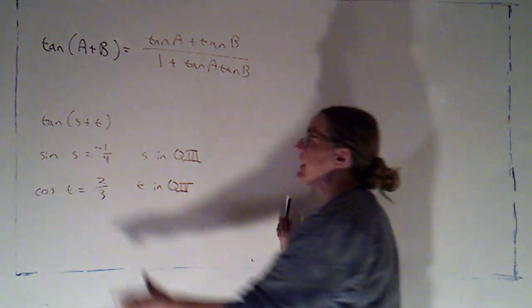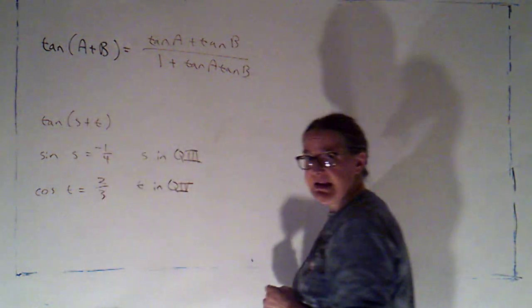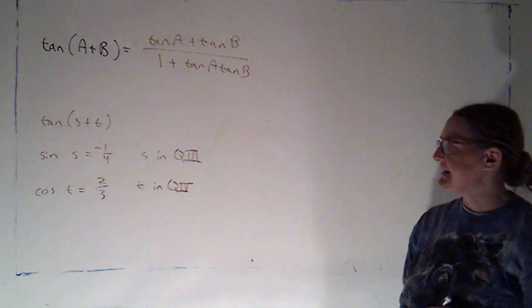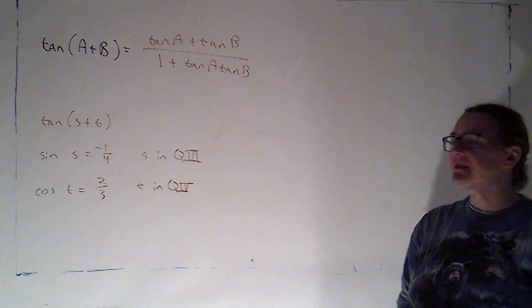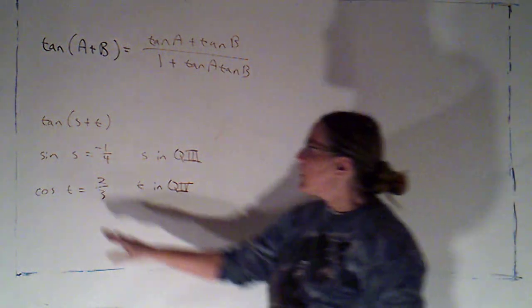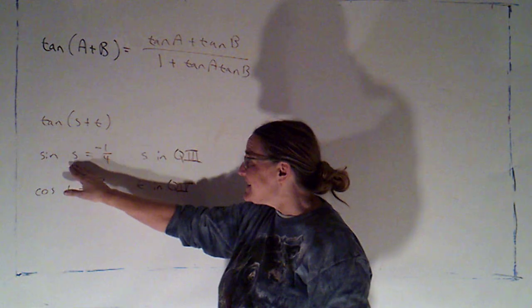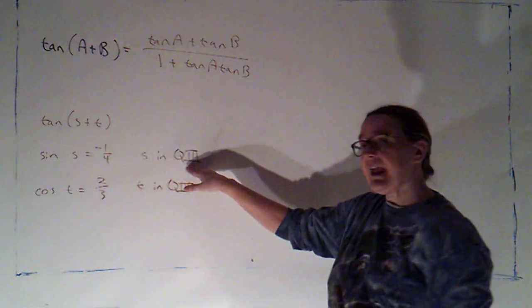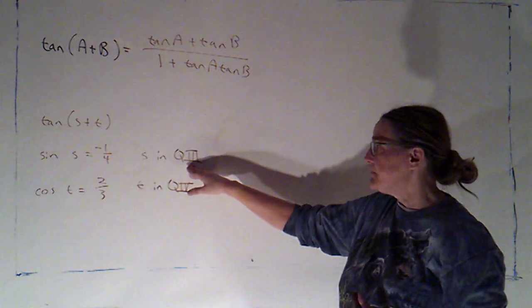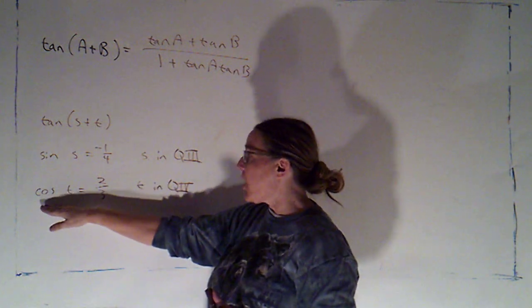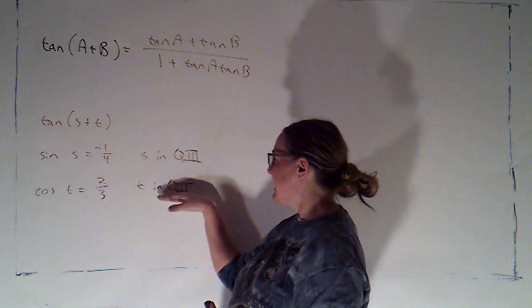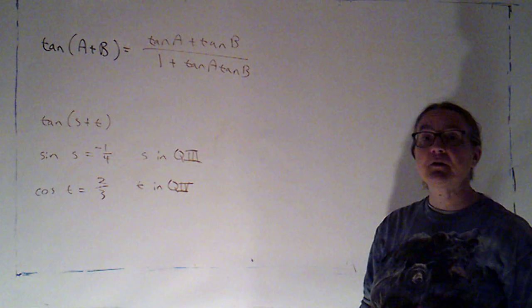What I want to do is evaluate tangent of s plus t, but rather than telling you what s and t are, I've given you just some information about them. So I'm telling you what sine of s is. It's negative 1/4, and s is in quadrant 3. For t, I'm telling you its cosine, which is 2/3, and now t is going to be in quadrant 4.